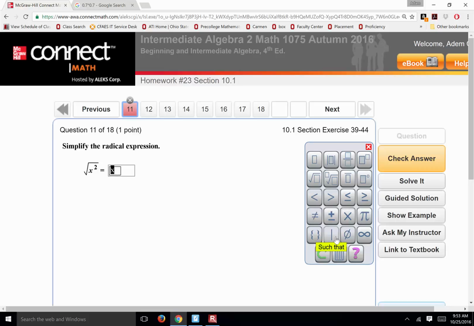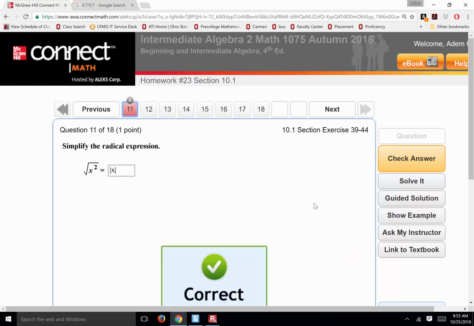Put, how do you make absolute value here? Alright, thanks. Oops. There you go. Now we're good.